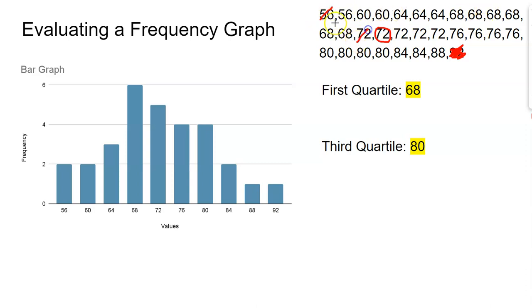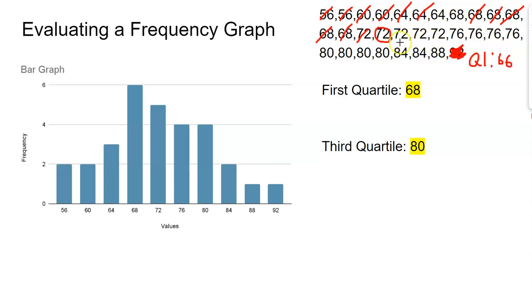So 1, 2, 3, 4, 5, 6. This time we have two numbers. We can't cross both of them out, so we have to find the average. The average of 64 and 68 is 66.